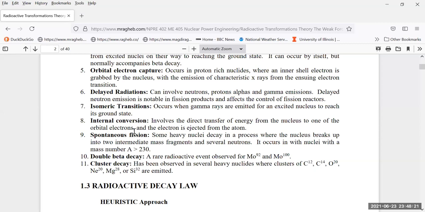Internal conversion happens. Spontaneous fission was mentioned. It happened in plutonium-239. That's why they cannot get a better concept of reaching a critical mass with plutonium-239.